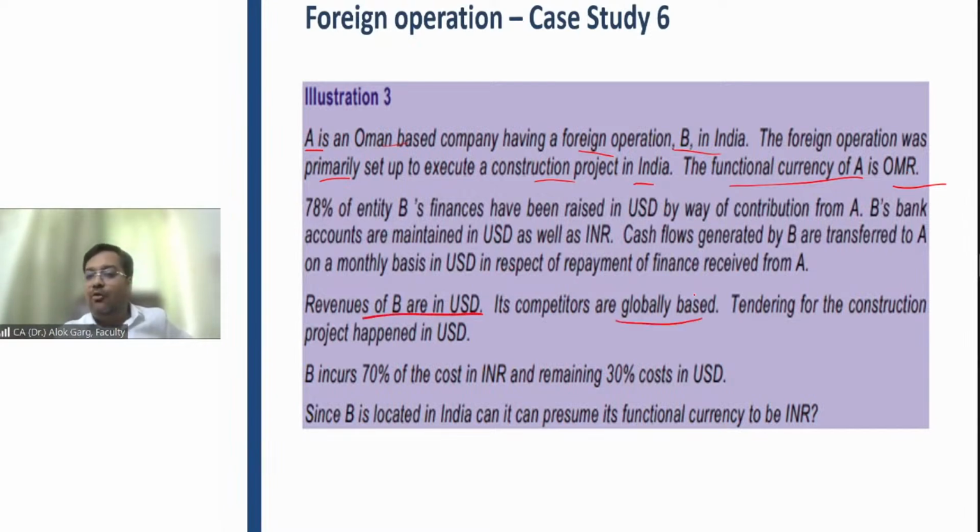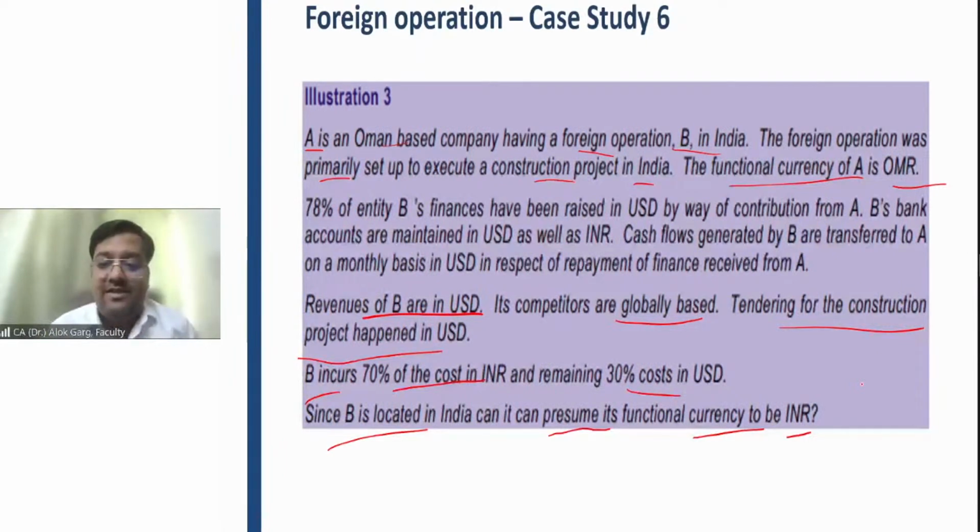Its competitors are globally based. Tendering for the construction project happens in US dollar. B incurs 70% of the cost in INR and the remaining 30% of the cost in US dollar. Since B is located in India, can we presume its functional currency to be INR? Can we presume its functional currency to be INR?